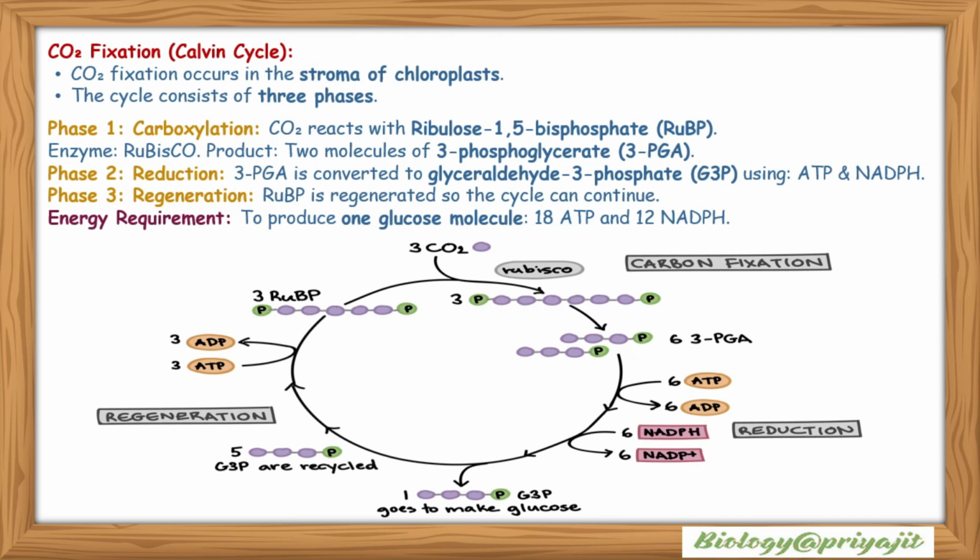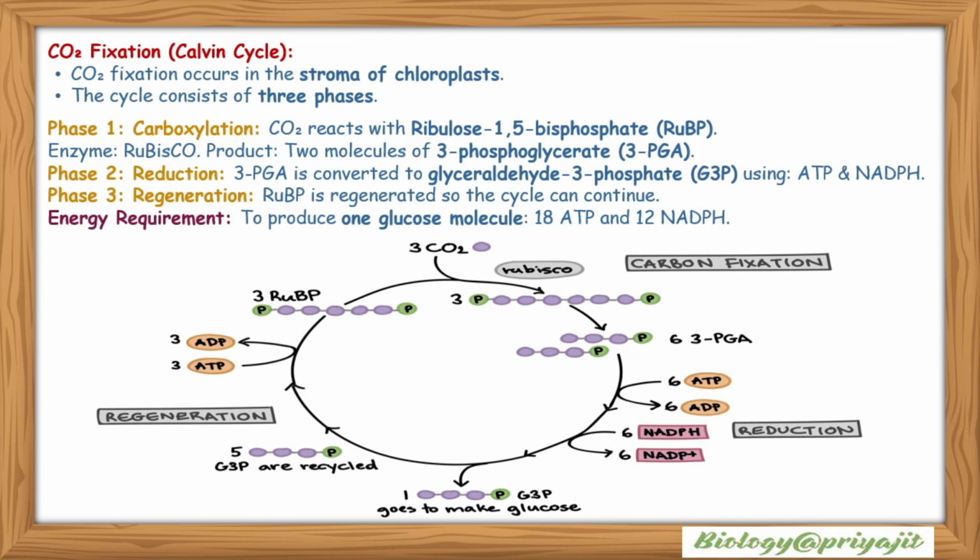In this cycle, carbon dioxide combines with RuBP through the enzyme RuBisCO. The first stable product formed is 3-phosphoglycerate, which is why the pathway is called the C3 pathway. Phase 1, carboxylation: carbon dioxide reacts with ribulose 1,5-bisphosphate or RuBP. The enzyme is RuBisCO. The product here is two molecules of 3-phosphoglycerate or 3-PGA.